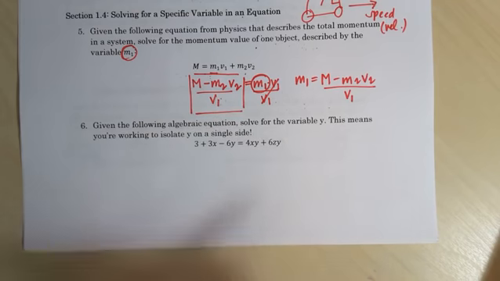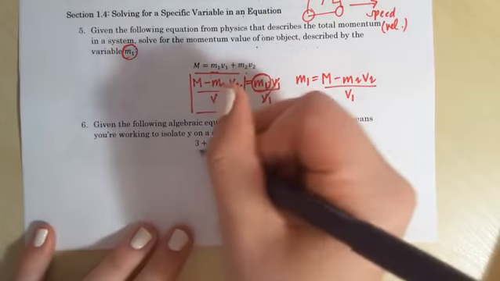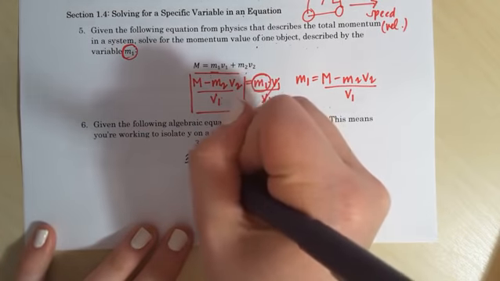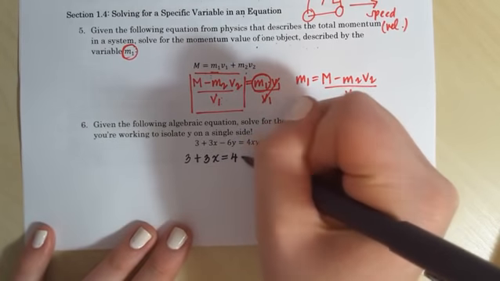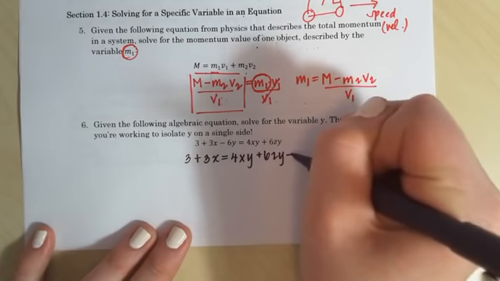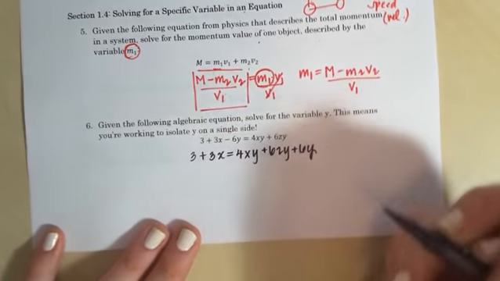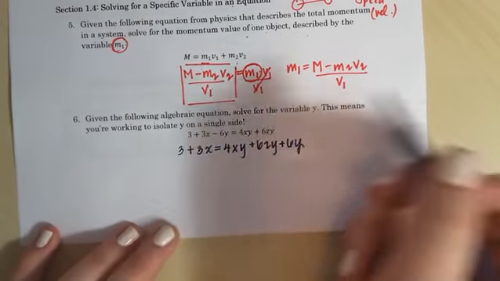So, like we talked about yesterday, my goal is to bring all of the terms that have a y in them over to one side. So in this case, I'm going to go ahead and add the 6y here over on the right. So I'll have 3 plus 3x is equal to 4xy plus 6zy plus 6y. Okay, so now everything on the right has a y, everything on the left does not.